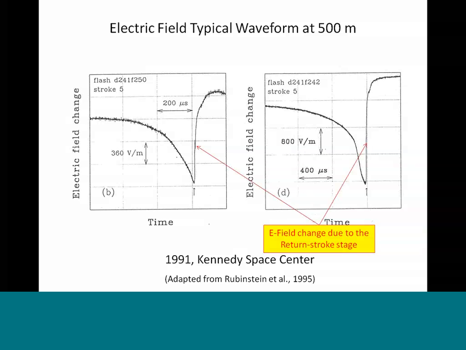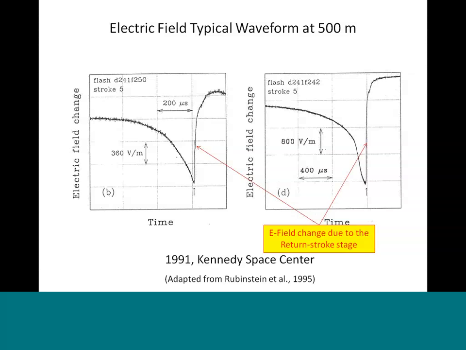Because at a distance very close to the lightning, for example 500 meters, the electric field due to the leader is also becoming important, because we don't have such an effect at far field due to the lower speed of the leader. But at the near field, due to the closeness to the lightning channel, the electric field due to the leader becomes very important, and we characterize it. And this slide is adapted from a paper by Rubinstein et al. in 1995, on which our lab also contributed.